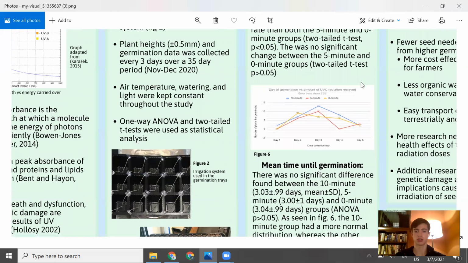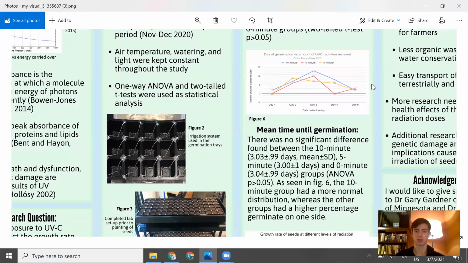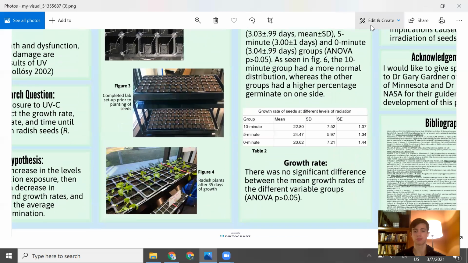Mean time till germination. There was no significant difference found between the 10-minute, 5-minute, and 0-minute groups, ANOVA where P was greater than 0.05. And as seen in Figure 6, the 10-minute group had a more normal distribution, seen in the blue, whereas the other groups had a higher percentage germinate on one side, specifically on the left side in the first 3 days. This is seen with the yellow or orange and the red, where the blue has a more normal distribution. The 5 and 0-minute groups had more of a lopsided germination distribution.